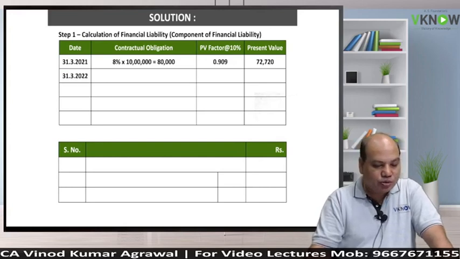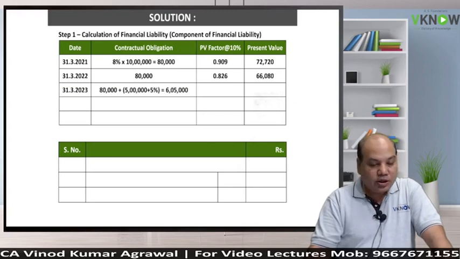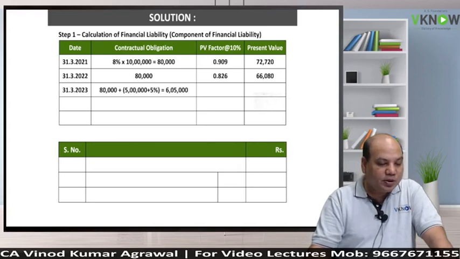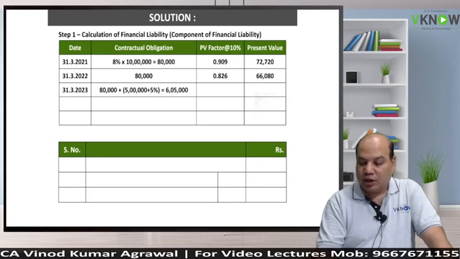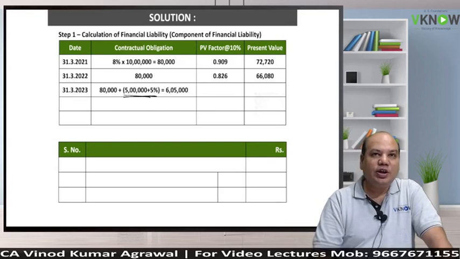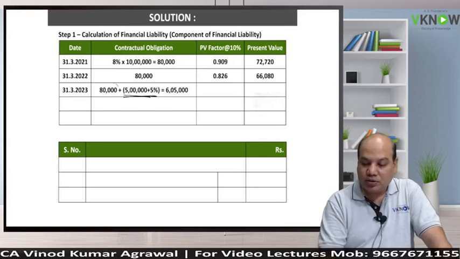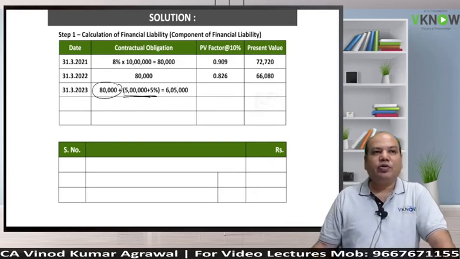Then what is the next year ending date? 31st March 22. So same thing, only your factor will change. Second year factor 0.826 multiply 66,080. Third year there is an event. In the third year, 50% of the amount is redeemed by paying 5% premium. So 50% of 10 lakh, 5 lakh. In bracket, if you see, I have written 5 lakh plus 5%. 5 lakh 25,000 you have to pay, plus of course the interest of that year.